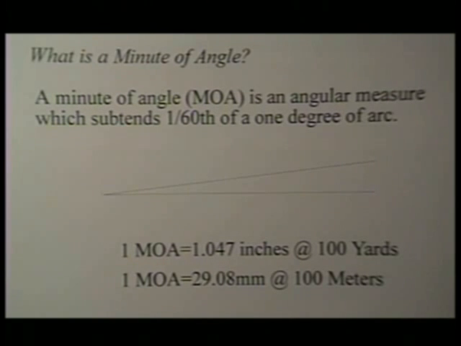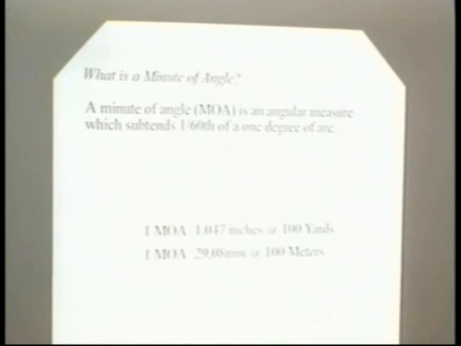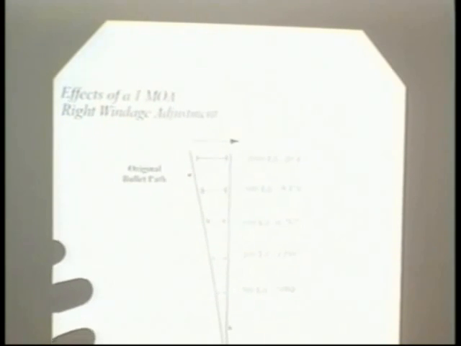Makes sense. A minute of angle, this height right here, this angle, at 100 yards is 1.047 inches, essentially an inch. For ballpark numbers, not a problem. You can use 1 inch. And then there's the measurement for if you're dealing with meters. Here, we essentially use yards. A minute of angle is 1/60th of a degree of arc. What does that mean to us in practical terms?